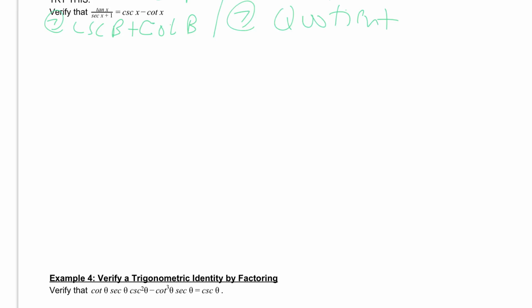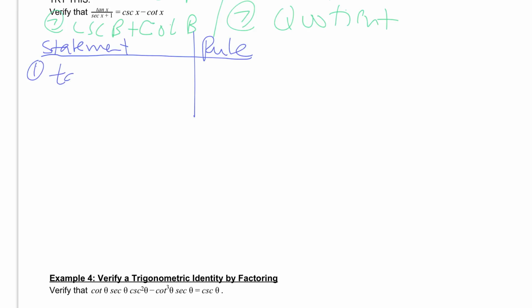If I set this one up, I'm going to do the same as I did before in the start, which is multiply by that conjugate. So step number 1, I'm going to take my tangent of x over secant x plus 1, and I'm going to multiply by secant x minus 1 over itself. And that's just an algebra rule.